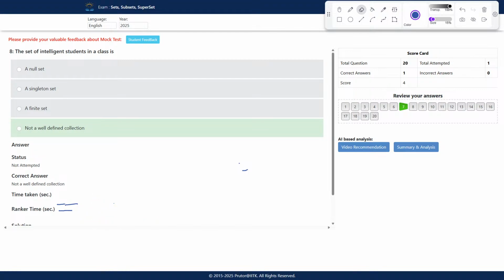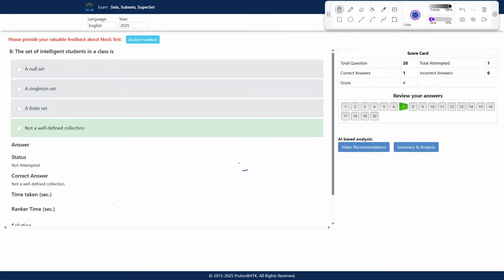Simple, easy. So in the question, the set of intelligent students in a class is: is it a null set? Is it a singleton set? Is it a finite set, or not a well defined collection? So please comment your answers. Mostly students are giving me D as the correct option. Indeed, D is correct.